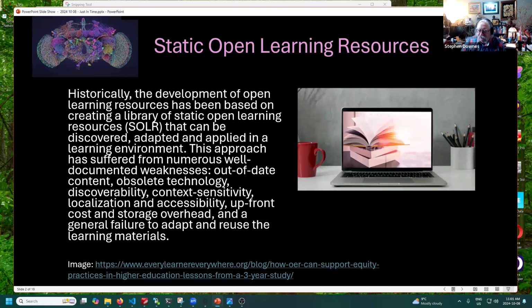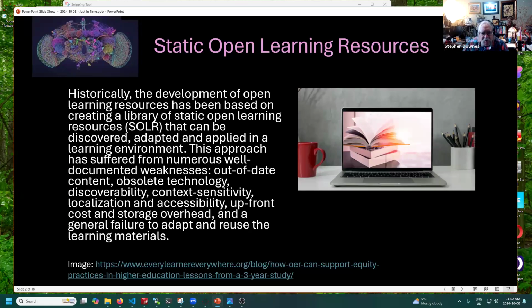And people have even used the language of books, talking about publishing them, having libraries of open education resources, etc. Lots of problems with this. These problems drive up the cost and make it difficult for us to use open learning resources in a scalable way. They become out of date. The technology becomes obsolete. Remember Flash, everyone?